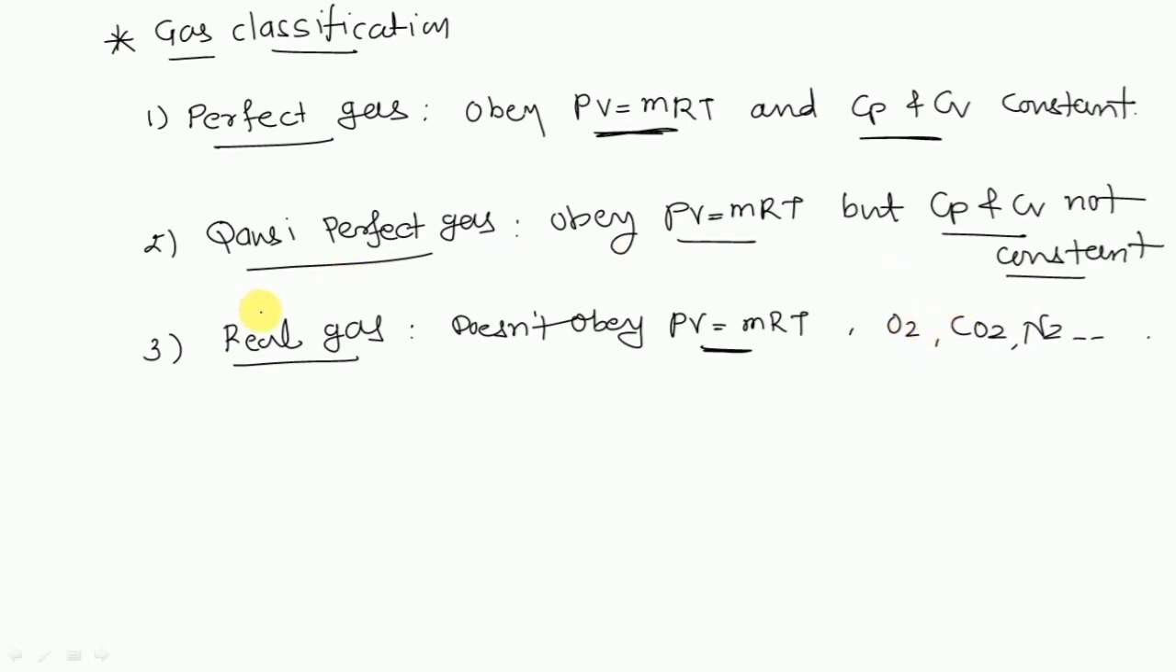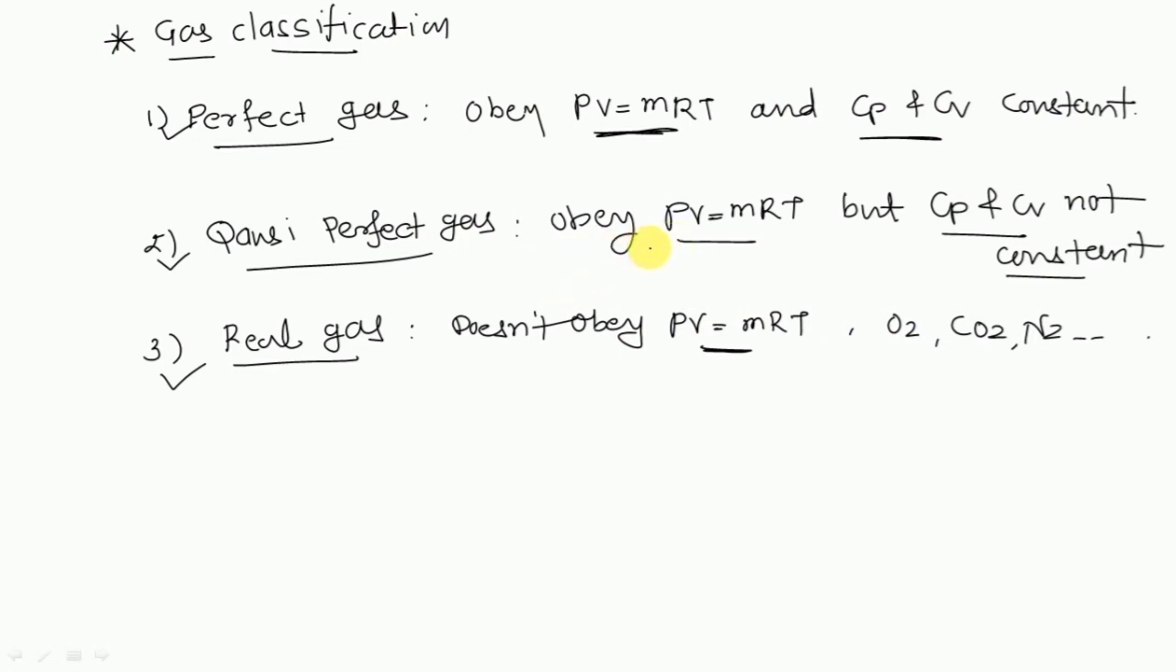So simply we say that perfect gas does not exist in the atmosphere. Quasi-perfect gas also does not exist. These two types are just for the sake of learning. They do not exist in real life. All the gases we are considering are real gases, what we observe in the atmosphere. So this is the very basic thing we need to understand, the difference between the different gases.